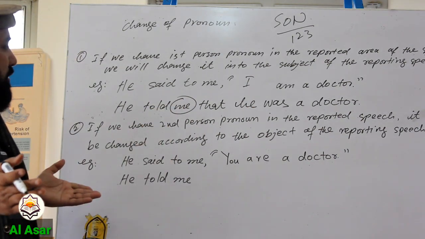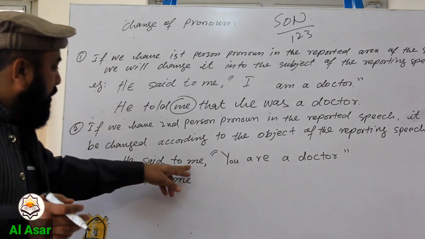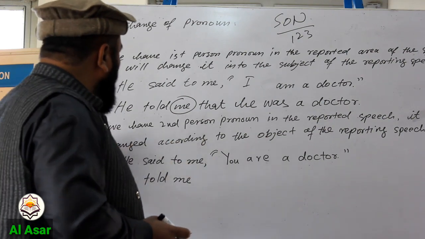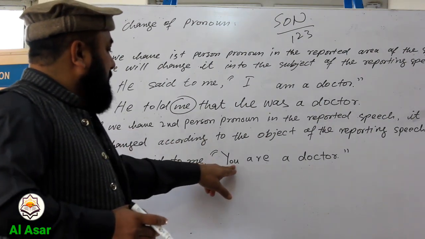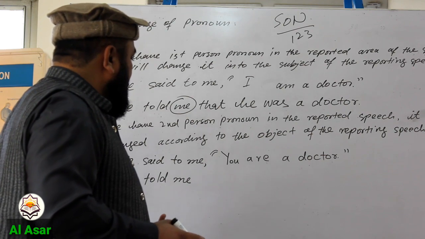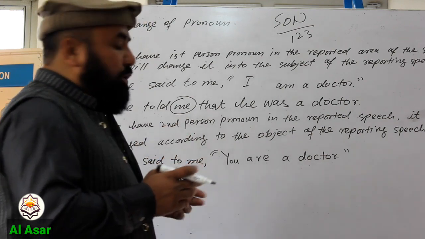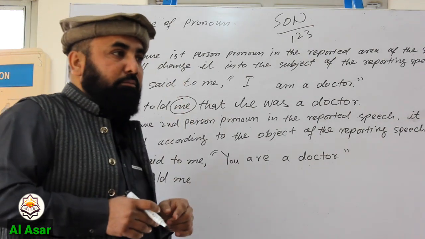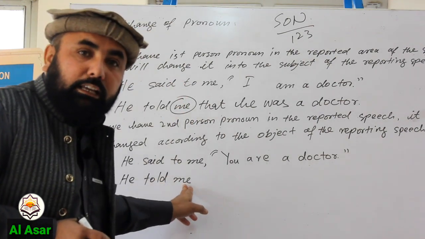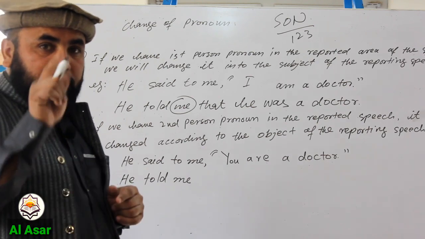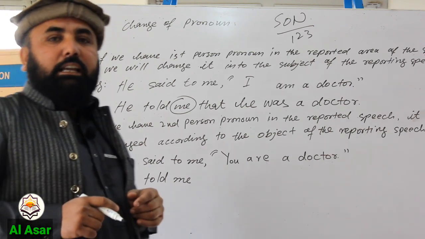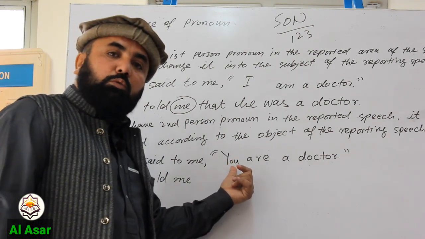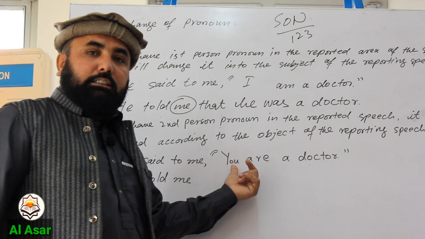Then what we will do? Look, we have an object here in the reporting portion, me. So we can easily convert it. But sometimes we don't have an object here. In such cases, the object will be implied. By implied, I mean that you can change the second person pronoun according to the context.